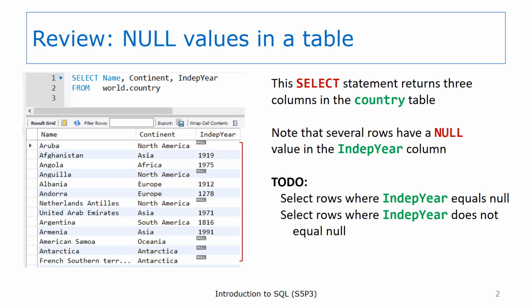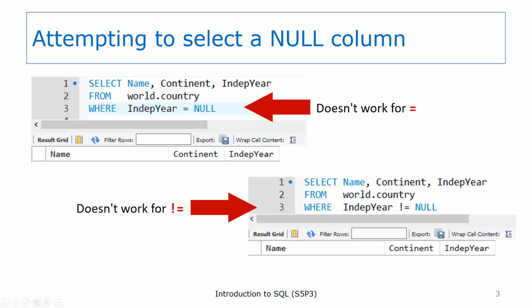So here's what we want to do with this null-capable independence year column. We want to select countries where the independence year is equal to null, and we want to select countries where the independence year is not equal to null. So let's add a where clause and return the rows where the independence year is null. You can see that this didn't work. When we use the where clause, where independence year equals null, we don't get anything back in the results set. It also doesn't work for the not equals where clause. What's going on here? What use are null values if you can't select them?